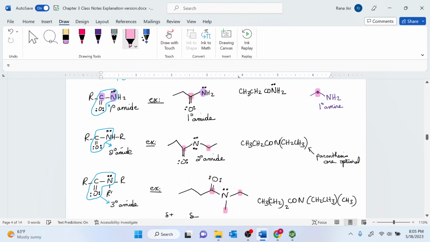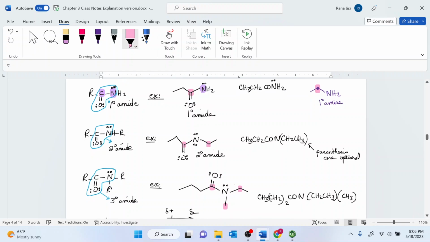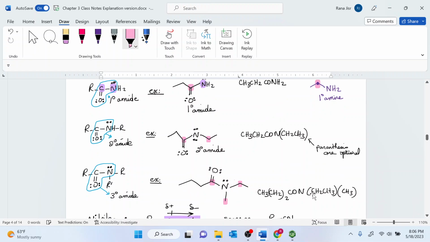So the carbonyl is a must for us to name it as an amide. When we condense it, the carbonyl is condensed as a CO, and next to the CO there is immediately a nitrogen, so please write it down. And then it depends how many R's you have. Here I do have a CH2, CH3. Just write it in parentheses. Now these parentheses are optional though. You can take them out. You don't have to put them in.